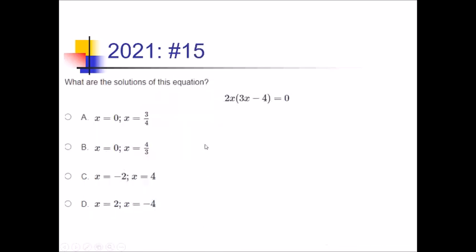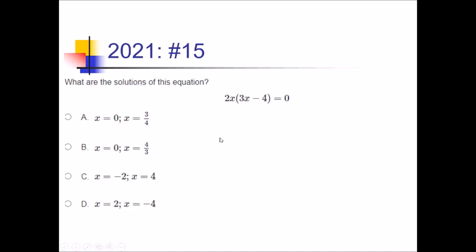For this problem, we're looking for the solutions of this equation. You could plug in your answer choices and see what makes it work, but this one's actually pretty quick to solve just on its own. Since we have something that's already factored, a product with 0 on the other side, we can use our zero product property, where we set each of these factors, 2x and 3x minus 4, each of them equal to 0.